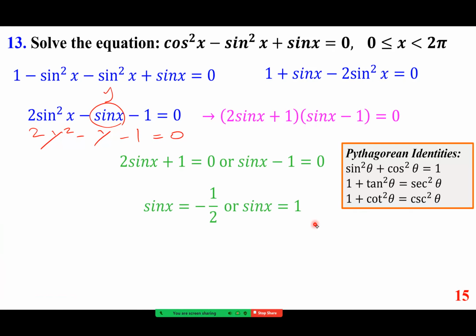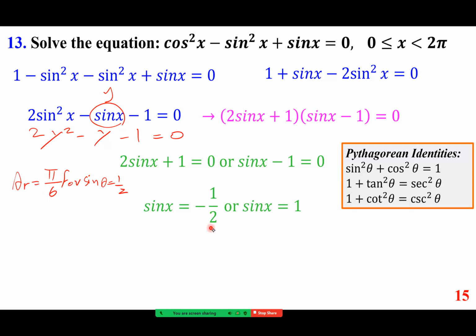This one is very straightforward. It's just pi over 2. But what about negative 1 half? Remember, if it were positive 1 half, let me just write this, I want to be clear. For sine of theta equals 1 half, your reference arc would be pi over 6.